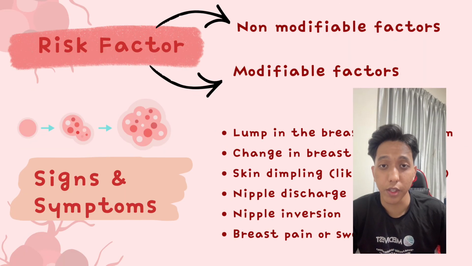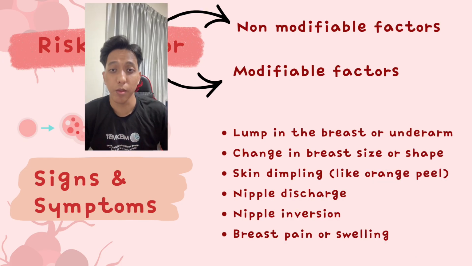There are several risk factors that may increase the risk of developing breast cancer. First are non-modifiable risk factors which cannot be changed. These include female gender, increasing age, family history of breast cancer, and genetic mutation such as BRCA1 and BRCA2. Second are modifiable risk factors which are related to lifestyle. These include obesity, alcohol consumption, lack of physical activity, and prolonged hormone replacement therapy. Understanding this risk factor can help in early prevention and screening.